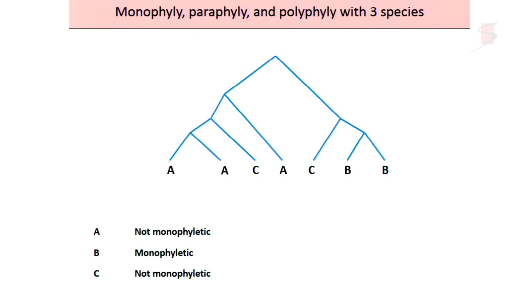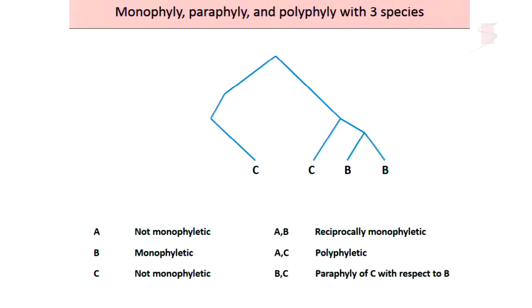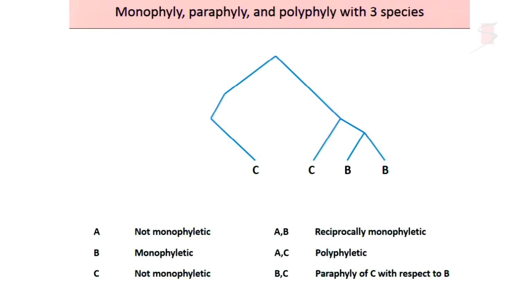But it gets very complicated when we try to look at the pairwise status of the different pairs of species. So just excluding the C lineages, what we can see is that A and B are reciprocally monophyletic, A and C are polyphyletic, and B and C have paraphyly of C with respect to B. So really just with a very simple diagram, we have a very complex description of that diagram.